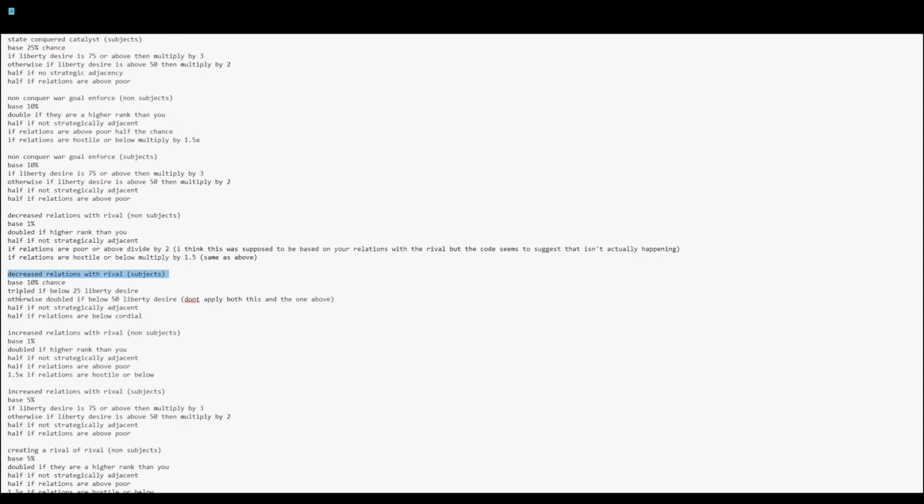Decreased relations with rival, but for subjects, this one has a 10% chance. Tripled if below 25 liberty desire. Doubled if below 50 liberty desire. Half if not strategically adjacent. Half if relations are below cordial.